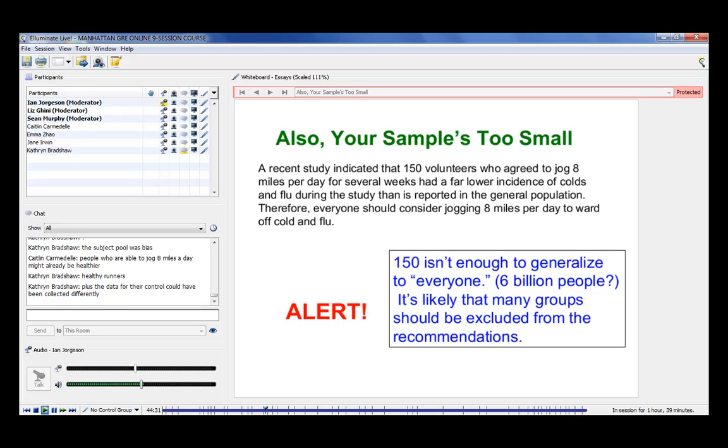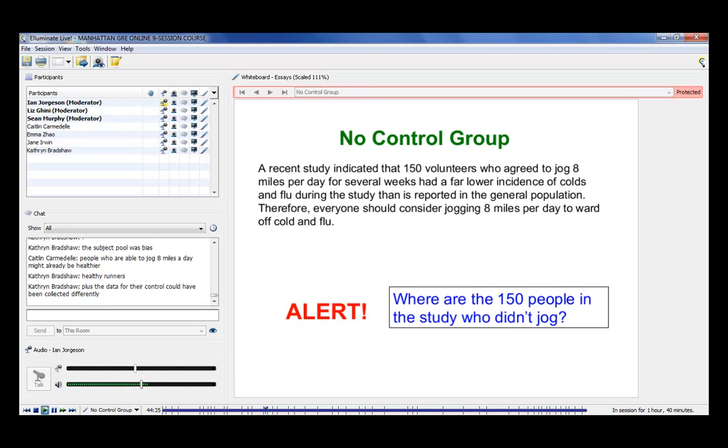Yeah, absolutely. We don't know what the control group is. I'll skip to that one. We don't know what the control group is. The only control group we really have is the incidence of flu reported in the general population. That's not a true control group at all.